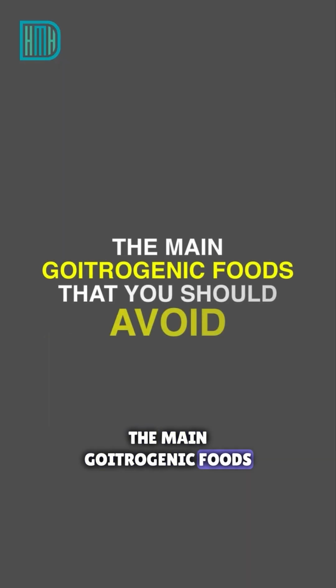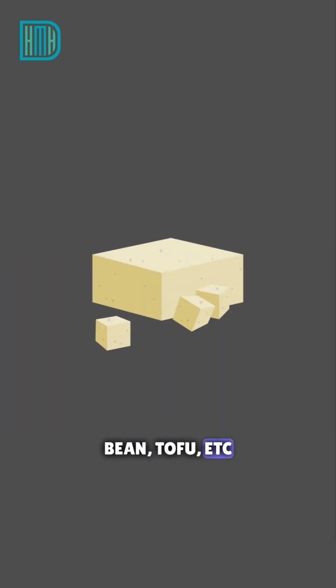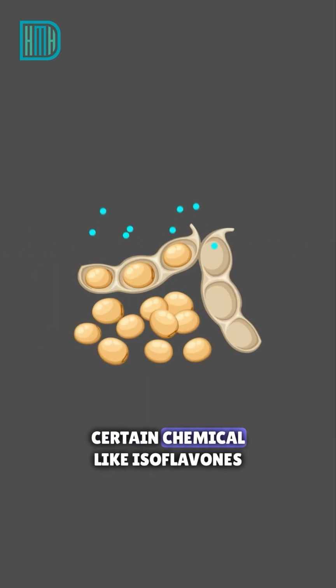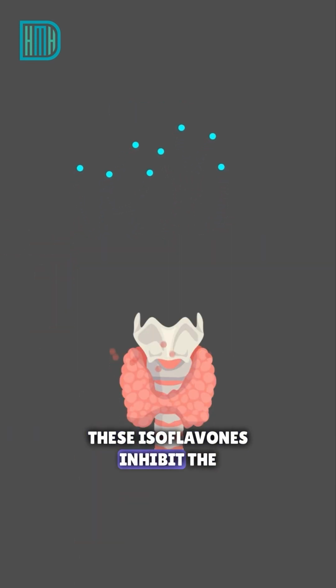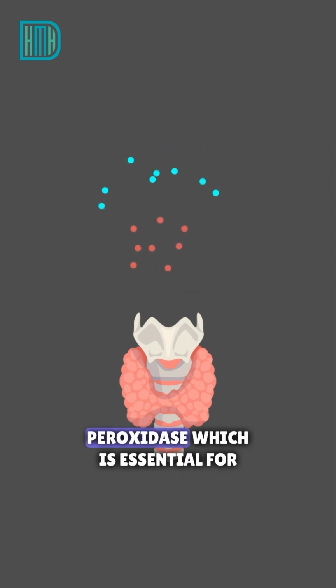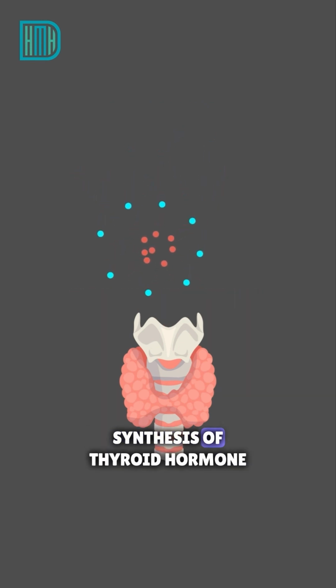The main goitrogenic foods that you should avoid are soybean, tofu, etc. Because in soybean, there is a certain chemical like isoflavones. These isoflavones inhibit the activity of thyroid peroxidase, which is essential for the synthesis of thyroid hormone.